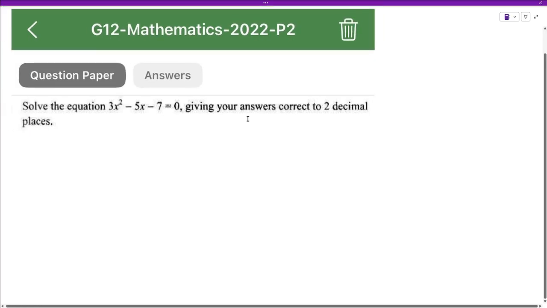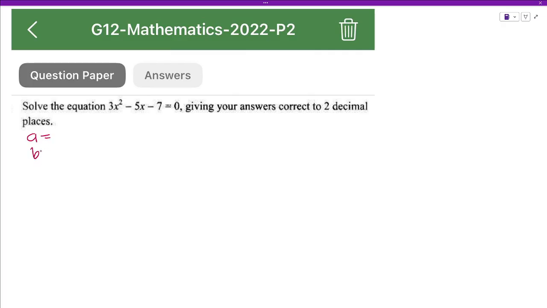Okay, solve the equation 3x squared minus 5x minus 7. So according to this equation, we need to figure out the values of a, b, and c. Remember from the examples, we have 3 there, we have -5 there, and -7. You know how to extract these values. This is a, this is b, and this is c. Okay, -7, -5, and 3.